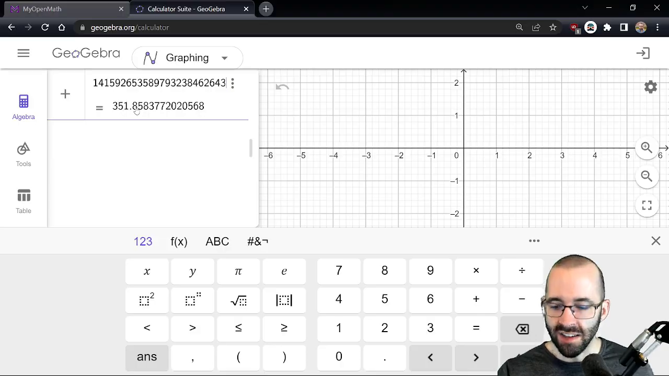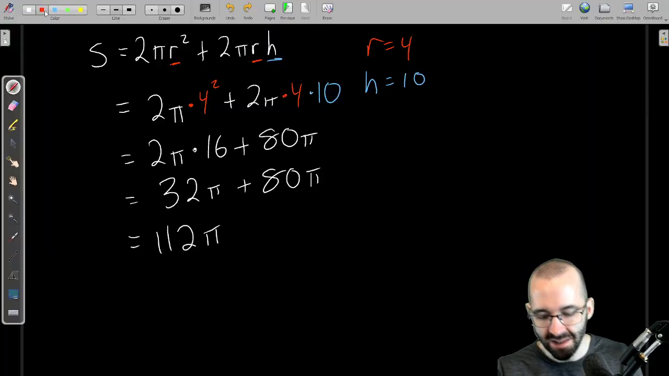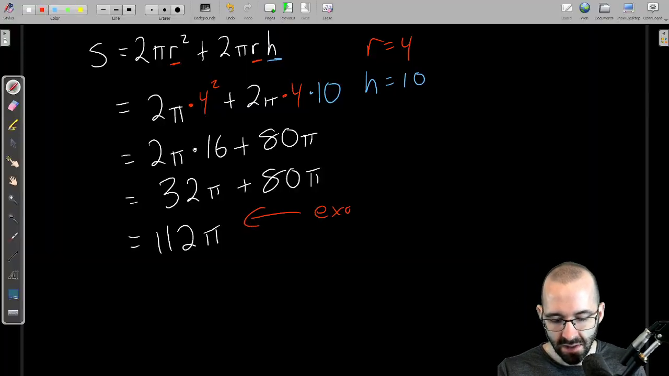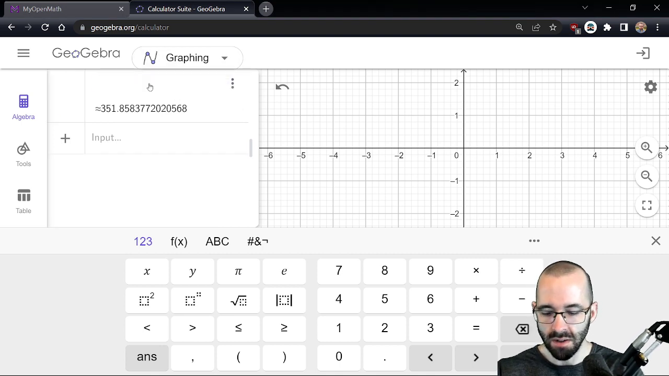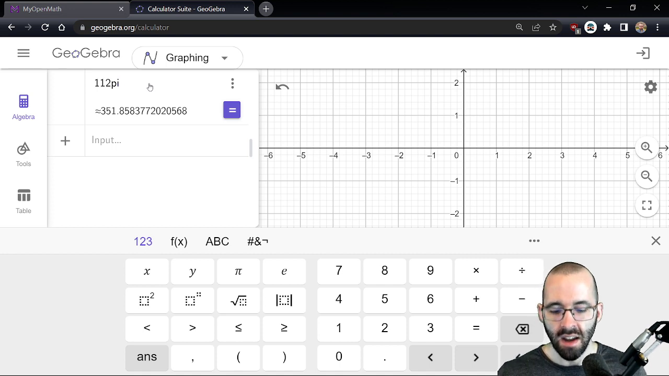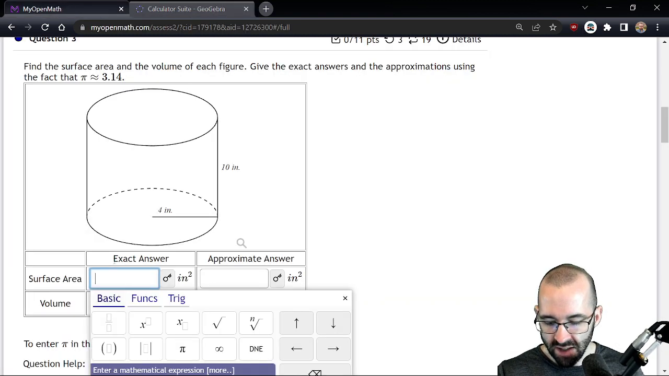Okay. Our exact answer is this. And then you can type it into GeoGebra, 112 times pi, and it'll give you an approximate answer. But even if you include all the decimal places, it's still an approximation. So when it says what's the exact answer, it's going to be 112 times pi. You can type pi or click the pi button.